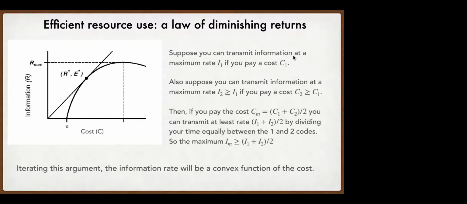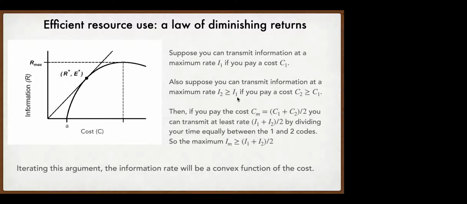And now suppose you can transmit information at some maximum rate, call it I1, if you pay a cost C1. So you have the amount of money C1 per unit time, and there's the optimal algorithm that you could use to produce information at a maximum rate I1. Now, also suppose that if you pay cost C2 bigger than C1, you can transmit information at a higher rate, I2, which is bigger than I1.